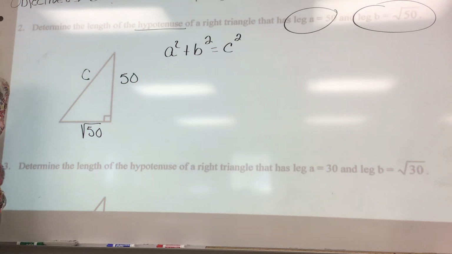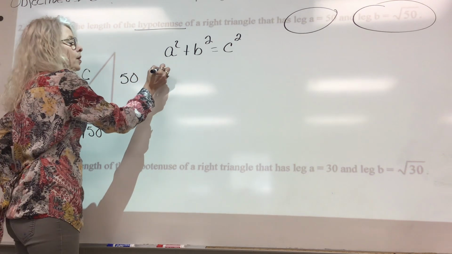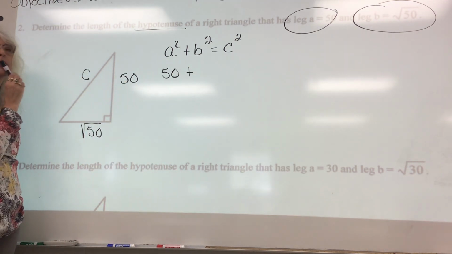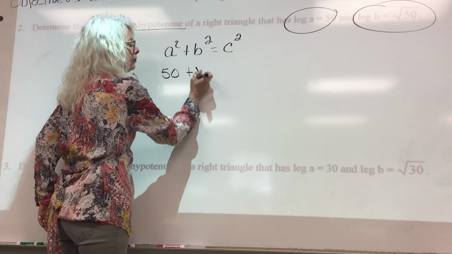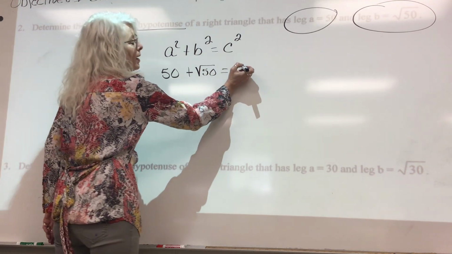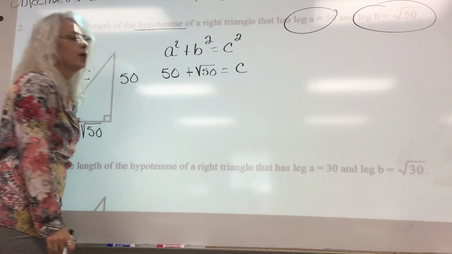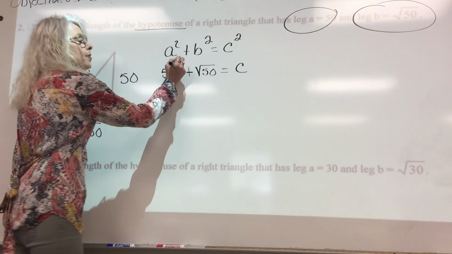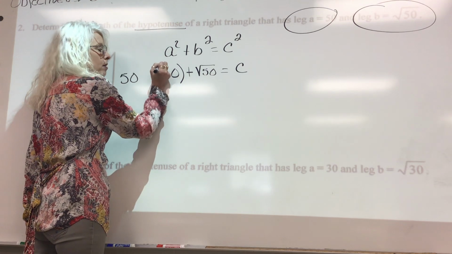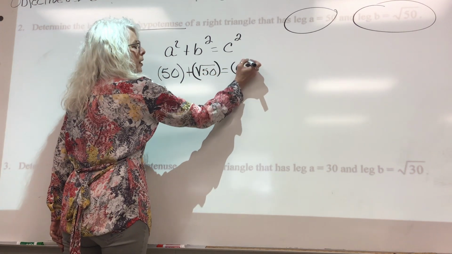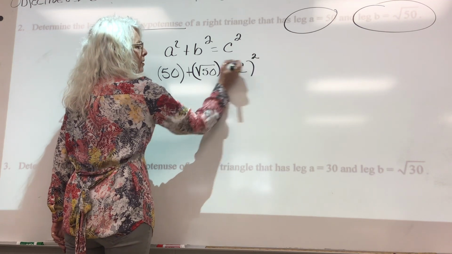What is the value of A? 50. What is the value of B? The square root of 50. And we don't know what the hypotenuse is, so I'm going to put C there. Once we find out what the value of A, B, and C are, then I'm going to draw a square on each side and find the areas.